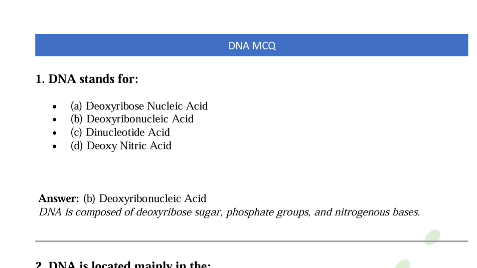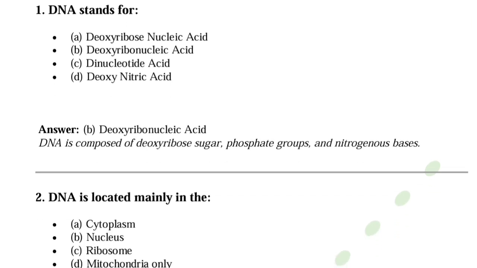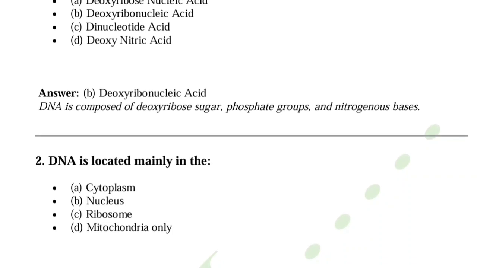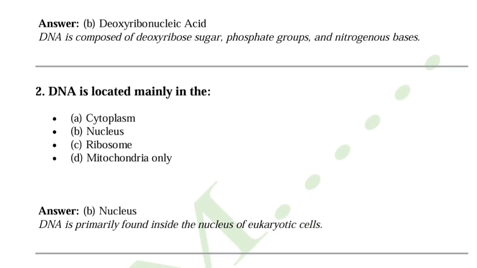So the very first question, DNA stands for. The full form of DNA is deoxyribonucleic acid because it contains deoxyribose sugar. Okay, so option B is correct. Question number 2, DNA is located mainly in. So where is DNA located in the cell? It is located in the nucleus. Okay, so option B is the right answer.